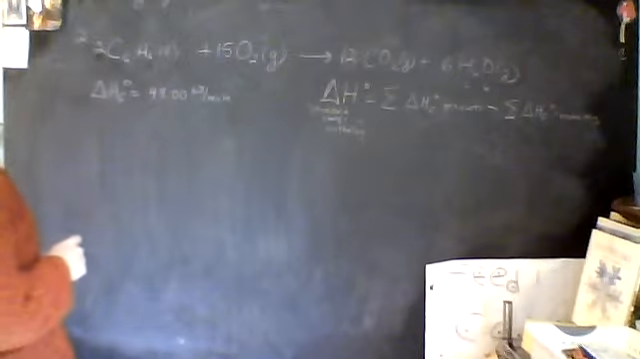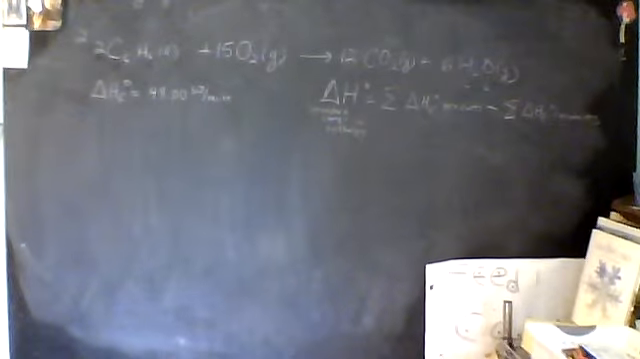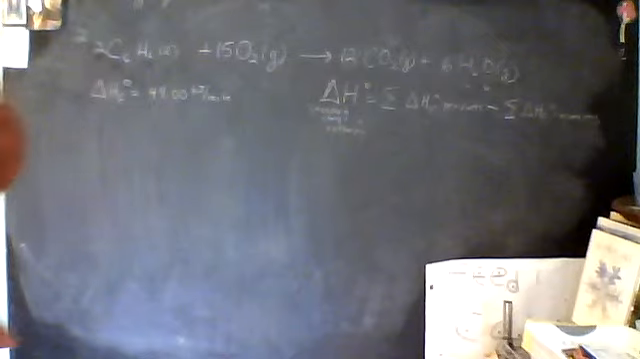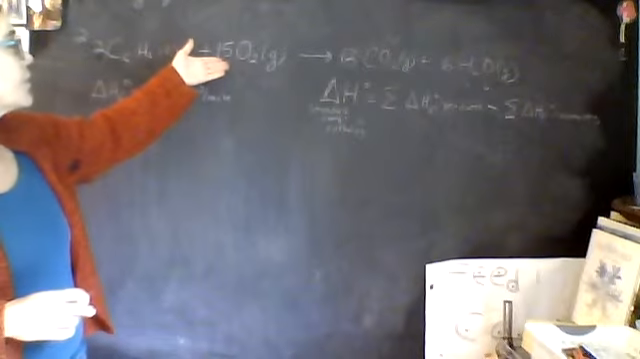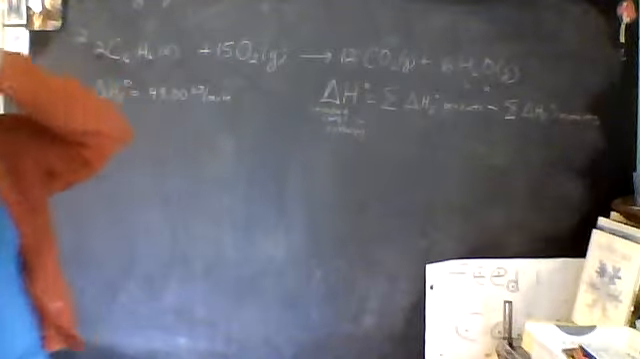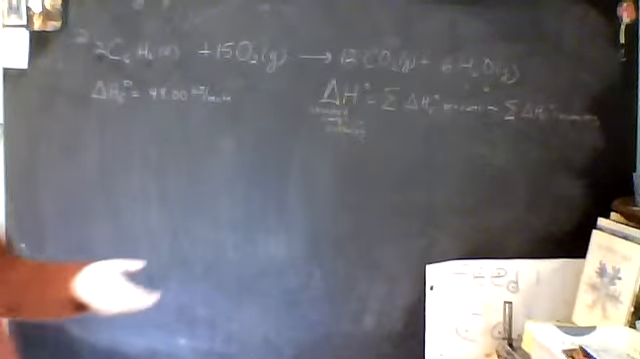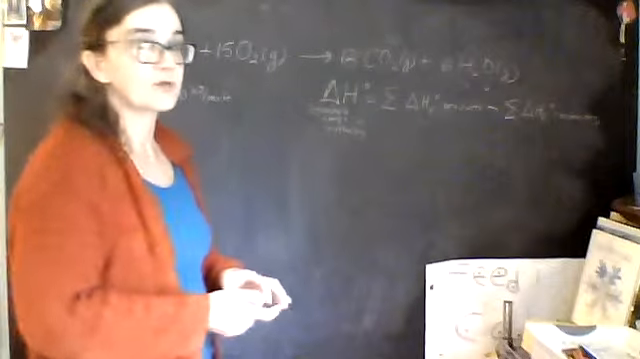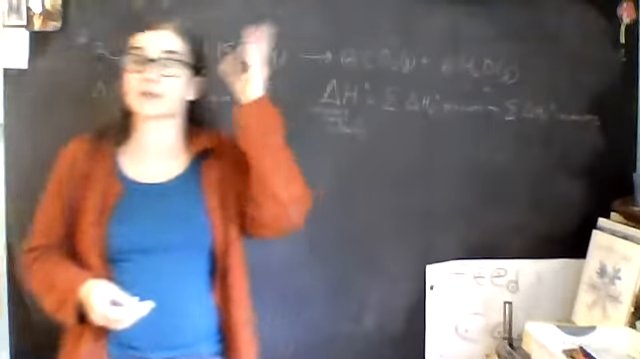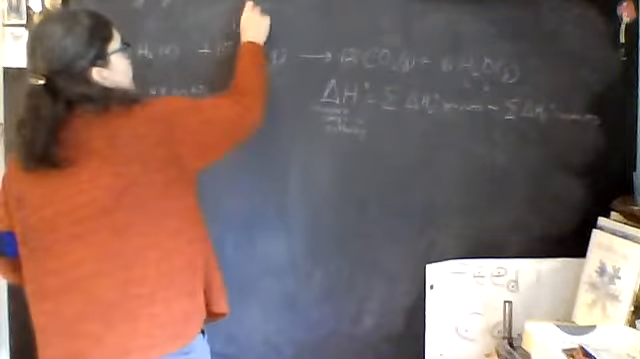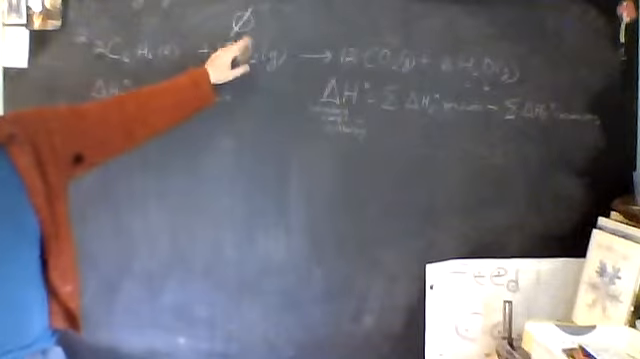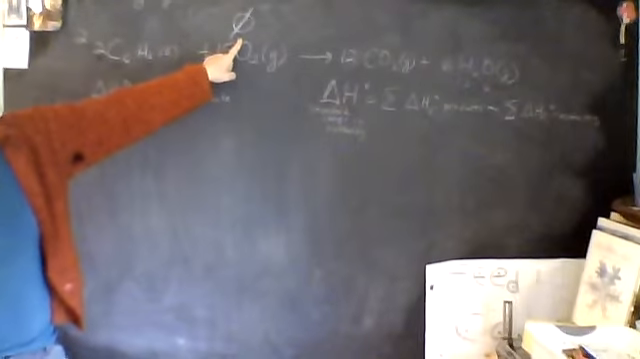What do we know about the standard enthalpy of formation of oxygen? What's the standard enthalpy of formation of any substance in its elemental form? So oxygen in its gas phase is 0. So this here is 0. You know, the line through it means it's not oxygen, it's 0.